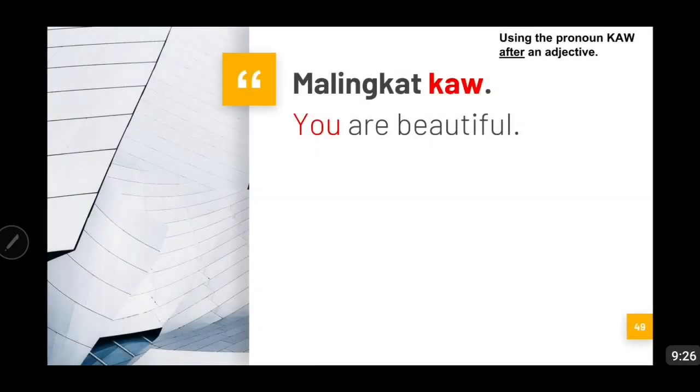Then, using the pronoun kaw after an adjective, we have an example here. Malingkat kaw. Malingkat is an adjective. Remember, in the first lesson, it means beautiful. Because it follows an adjective, we use the kaw form. We don't say malingkat ikaw. You say malingkat kaw, which means you are beautiful.